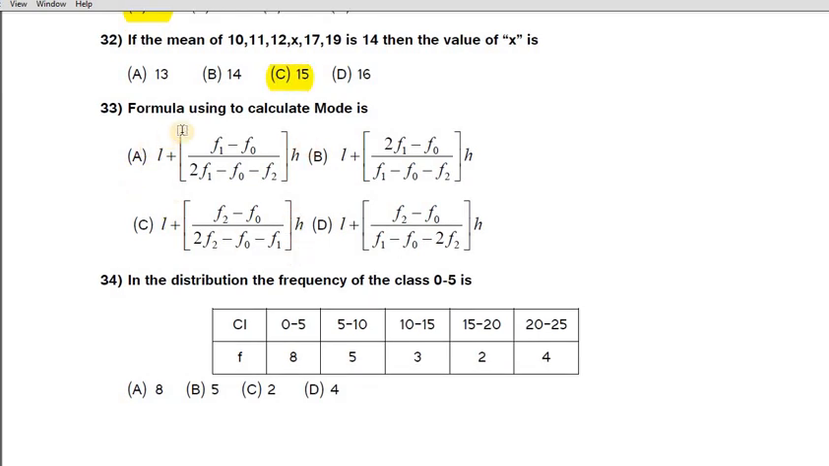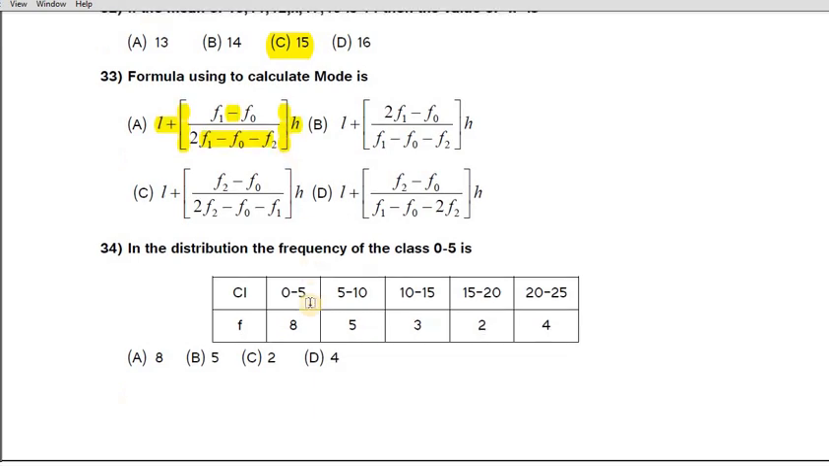Next, the formula used to calculate mode. Whenever we are finding mode, here we never get cumulative frequency. So keep that in mind. Cumulative frequency we get in median. So the correct option for this is option A only, that is L plus F1 minus F0 divided by 2F1 minus F0 minus F2 into H.